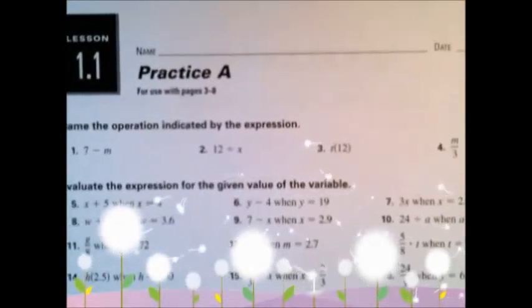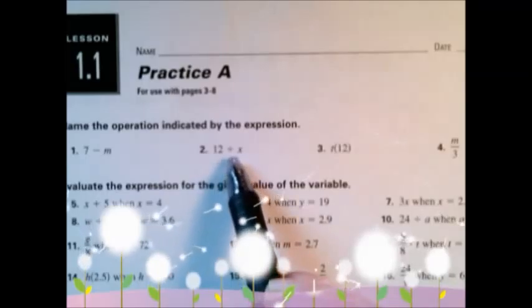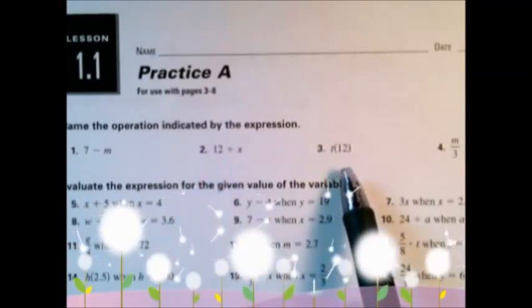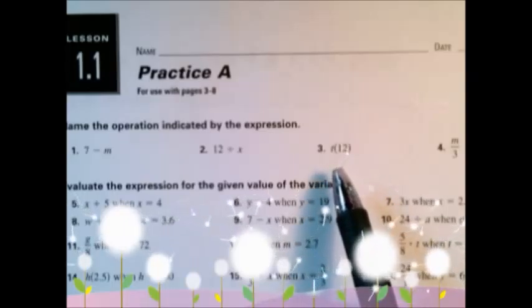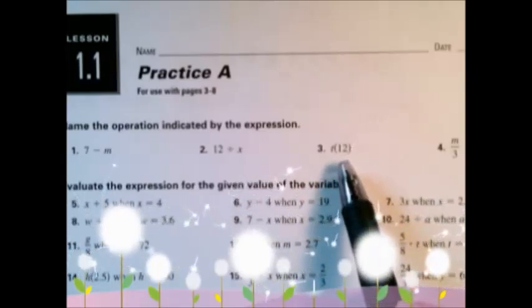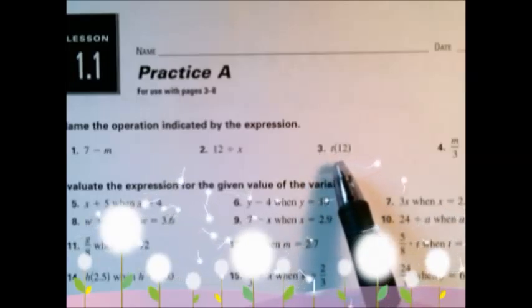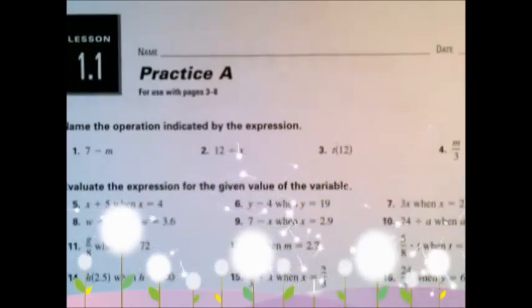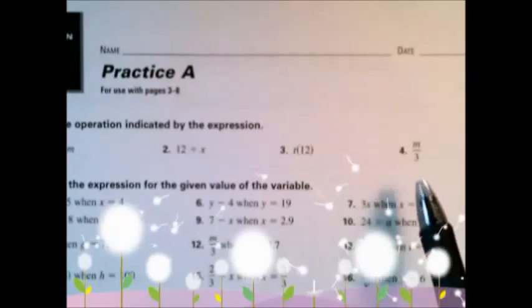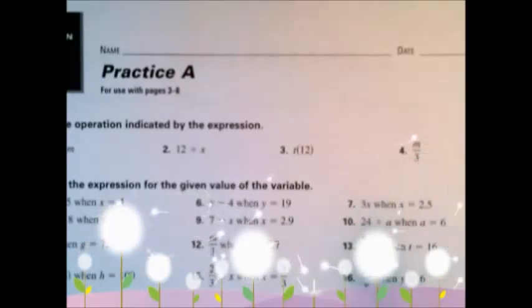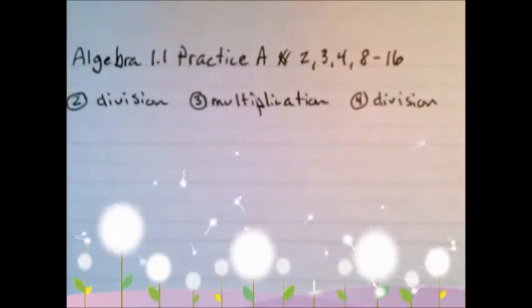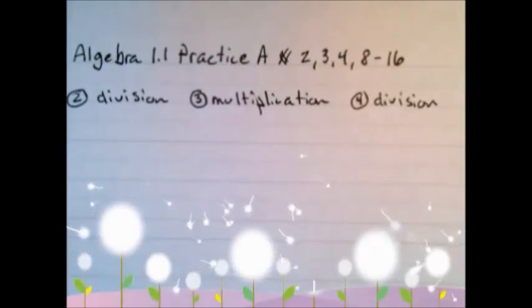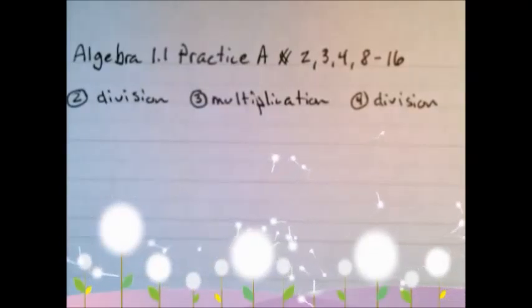Alright, for this first one, clearly division! The second one here, when there's no sign or operator in between the two numbers or between a letter and a variable and a number, it's multiplication. So 3 is multiplication, and 4, the bar in between the two parts of the fraction, division. So for our numbers 2, 3, and 4, we've got division, multiplication, and division.